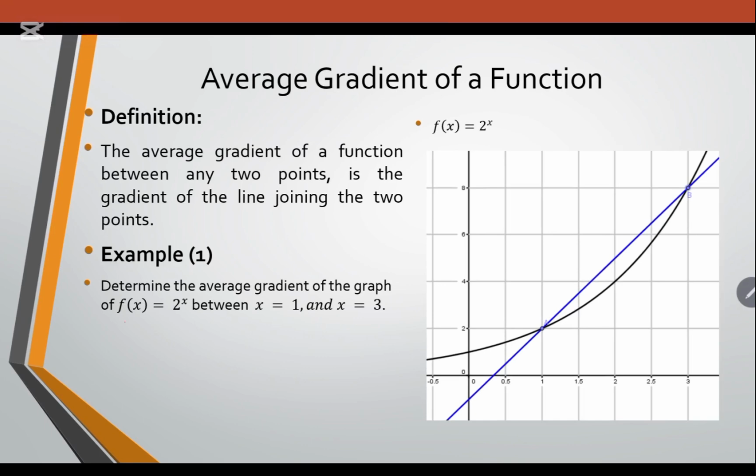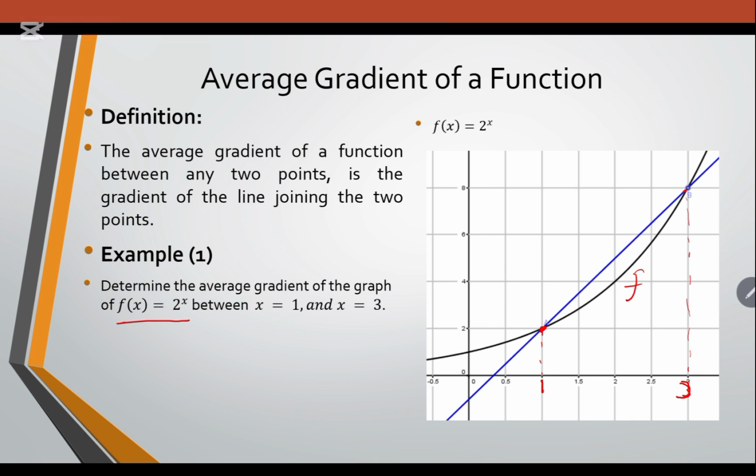They say determine the average gradient of the graph of f of x. Now f of x is equal to 2 to the exponent x. That is the exponential graph, so this is the graph of f. They want us to find the average gradient of this graph at this point where x is equal to 1, and the other point here where x is equal to 3. So x is equal to 3 at this point.